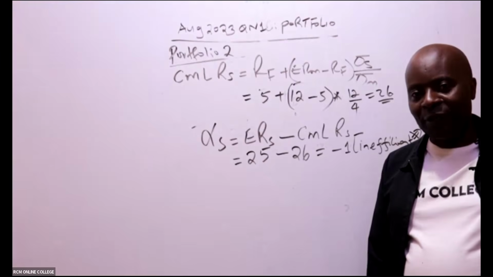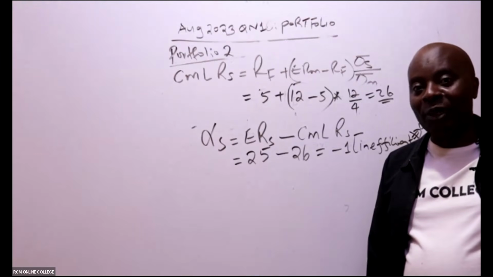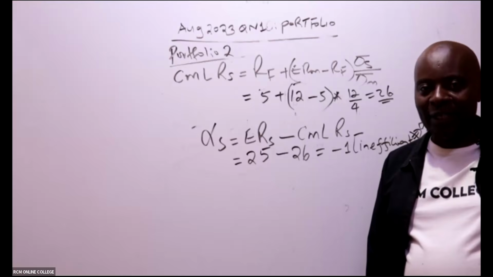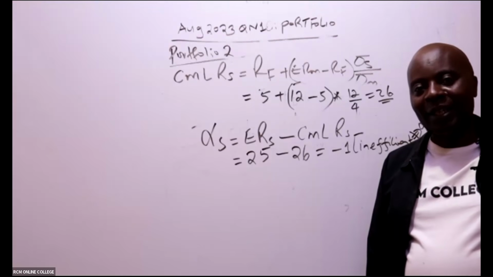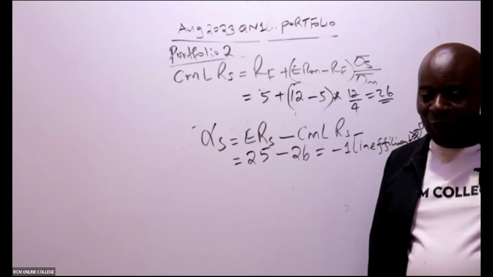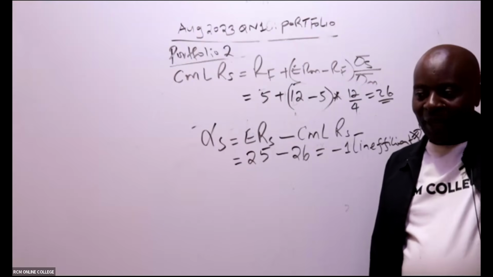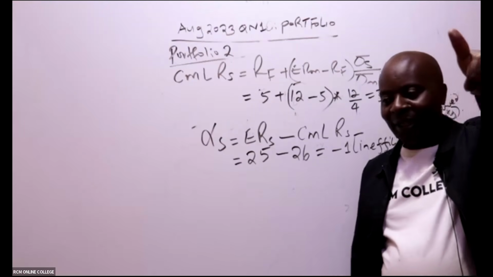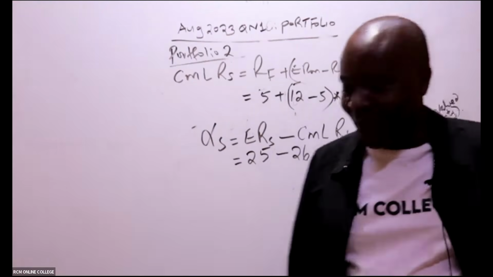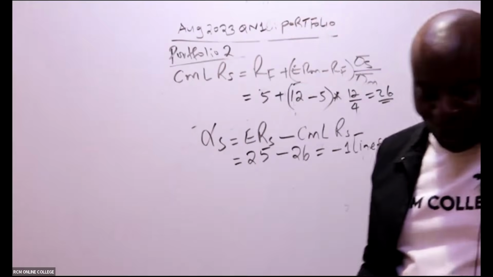If we get any one of them having a positive alpha value, then we call it what here? Super efficient. So can I go to Roman 2 of this question now? Great. Let me go to Roman 2.